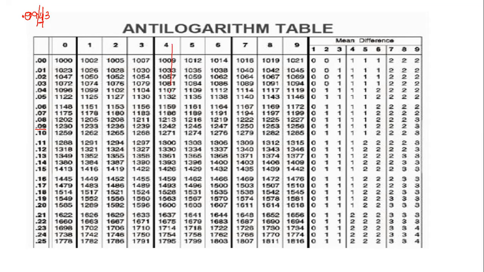In the 4th column, the same row and same column should match. It is 1242. And you have to see the third mean difference. In that same row, the mean difference for 3 is 3. You have to add that 3 to 1242. You will get 1245. Now write that value here.